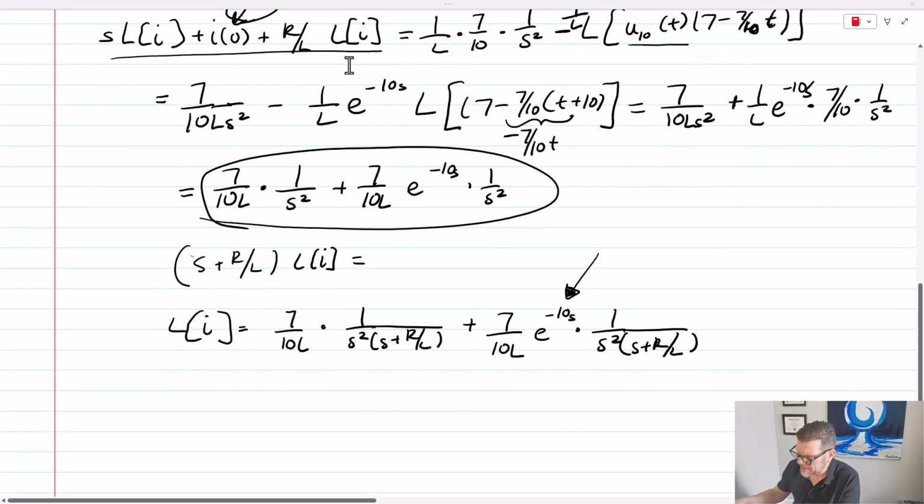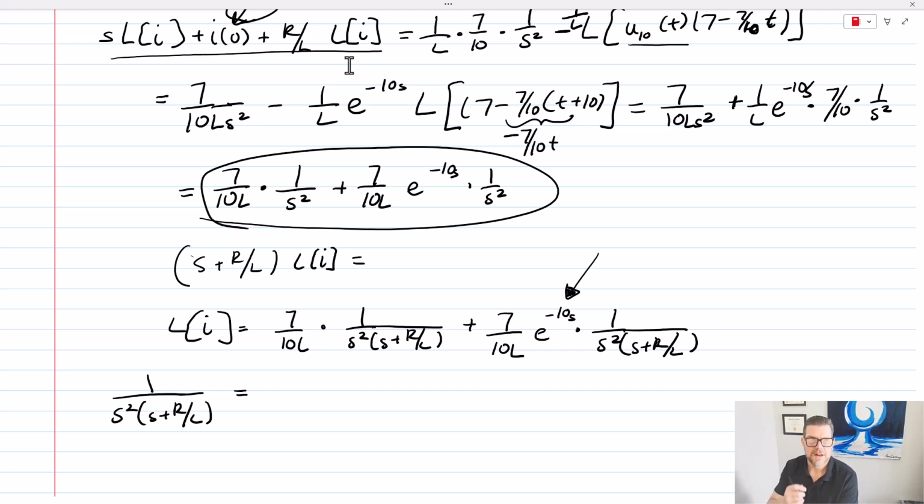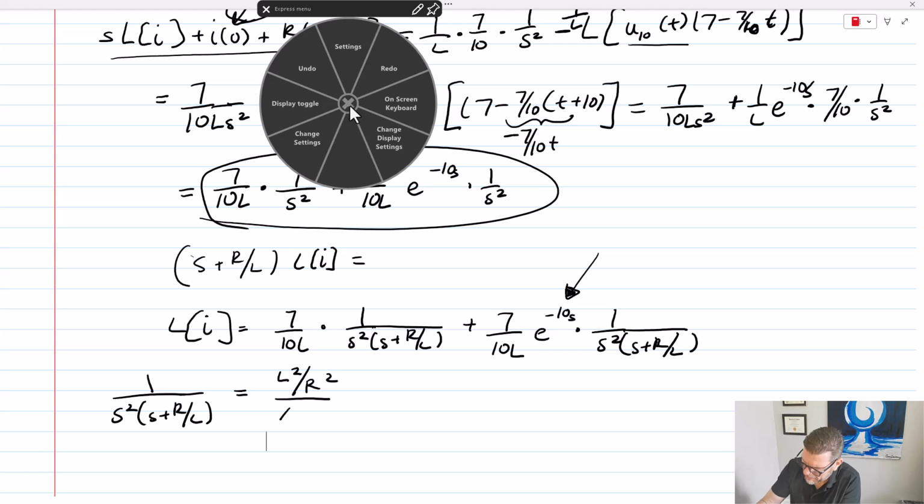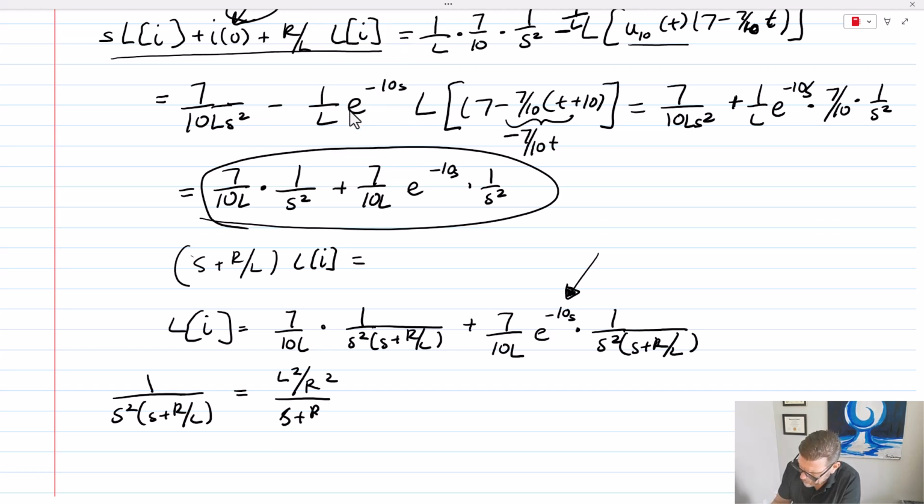What I'm going to do now is I'm actually going to figure out what 1 over s squared times s plus R over L is in terms of partial fractions. And so what I'm going to get now is L squared over R squared over s plus R over L, minus L squared over R squared over s plus L over R divided by s squared.